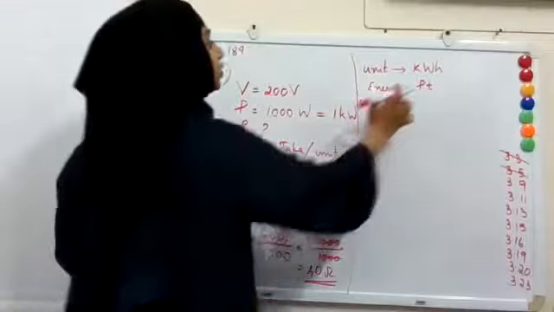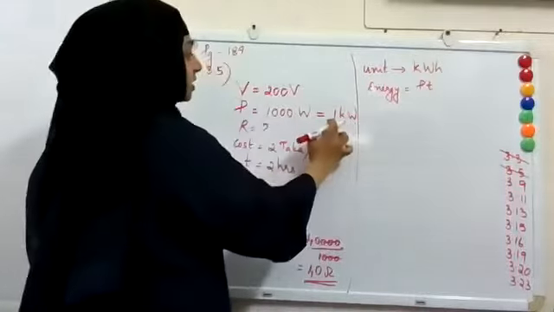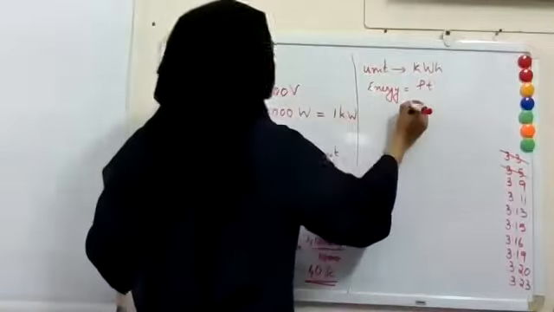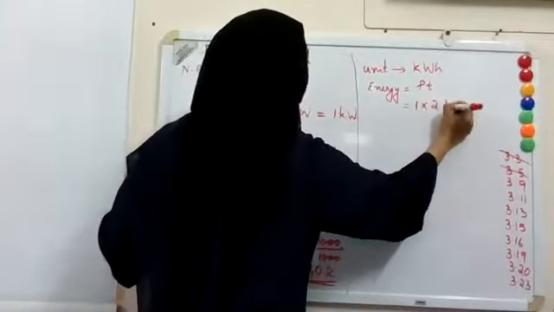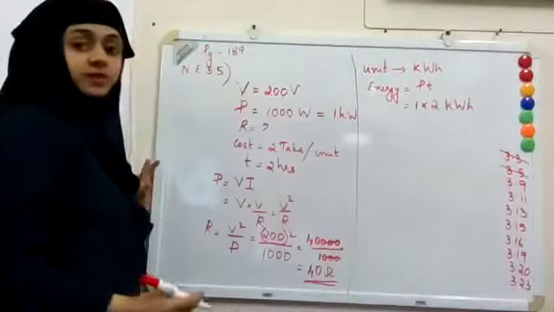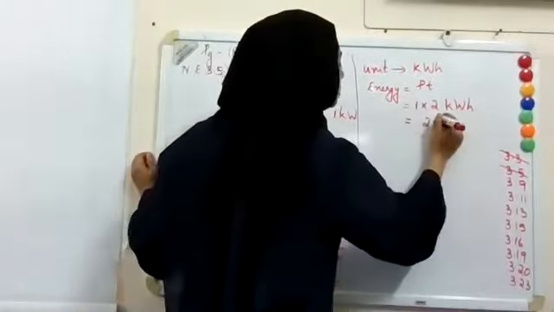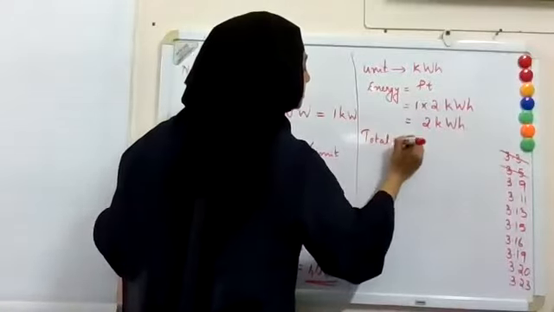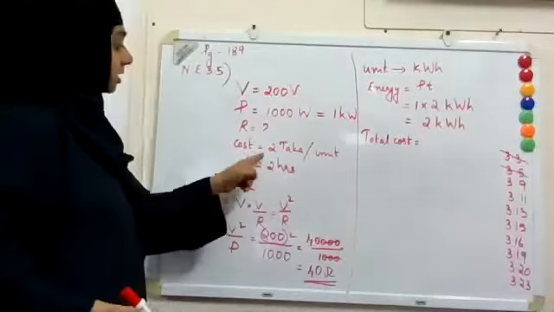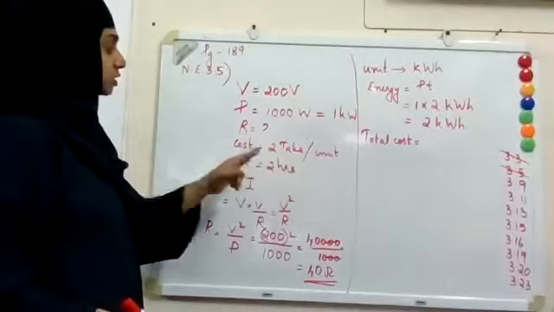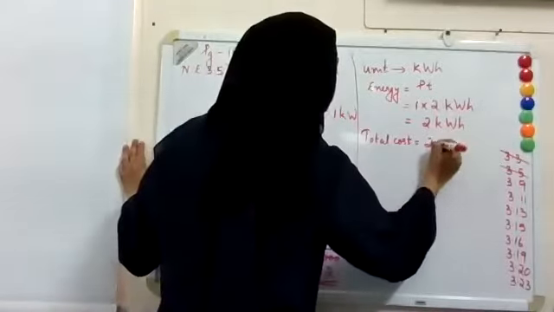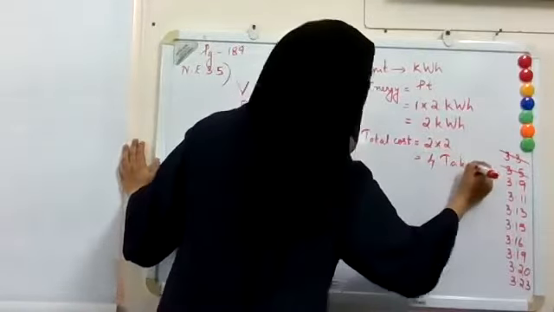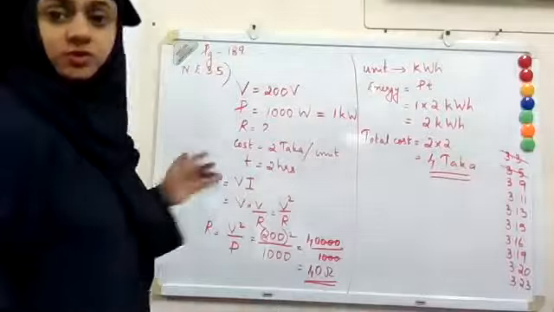So 2 hours. So you will get the energy in kilowatt hour if you represent power in kilowatt and time in hours. So this is equal to 1 times 2 kilowatt hour. Is that clear? So energy is equal to 2 kilowatt hour. So the total cost will be equal to how much? It is costing 2 taka per unit. So total cost will be equal to 2 times 2, which is equal to 4 taka. Is that clear to you? Is this question clear to you?